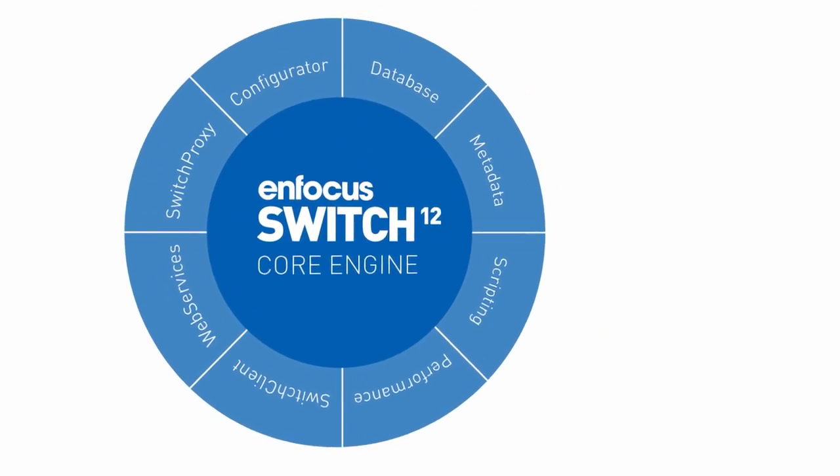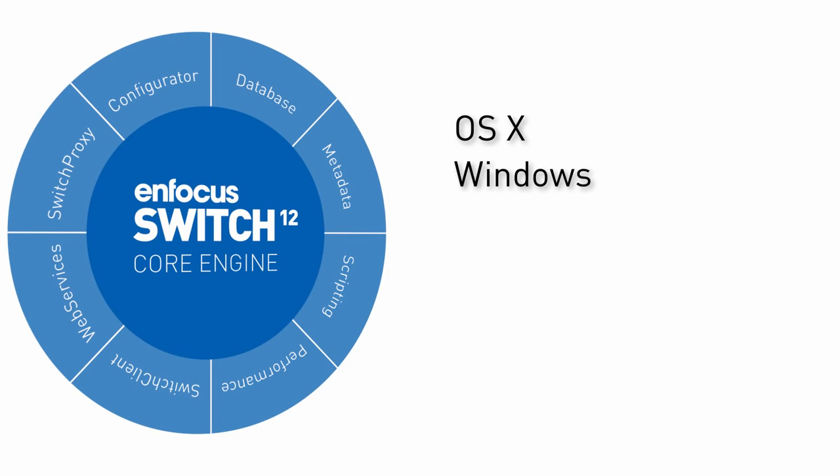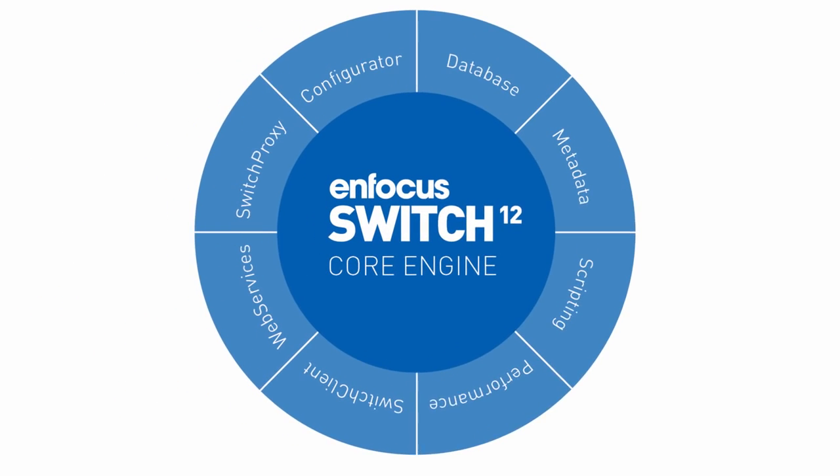Switch is an automation tool for both OS X and Windows that can automate a whole host of repetitive tasks that are quite often still done manually. Switch is built in a modular format around a core engine and a number of modules that extend its functionality.